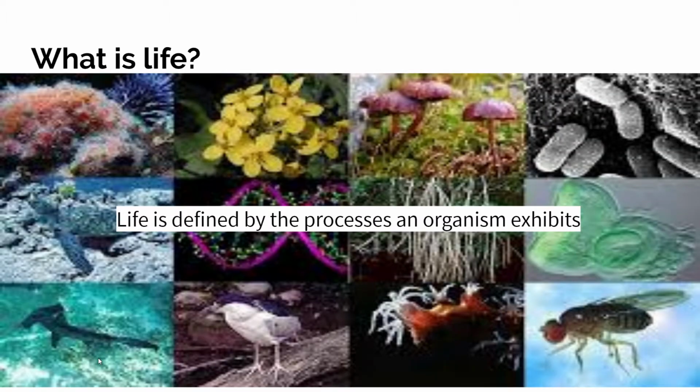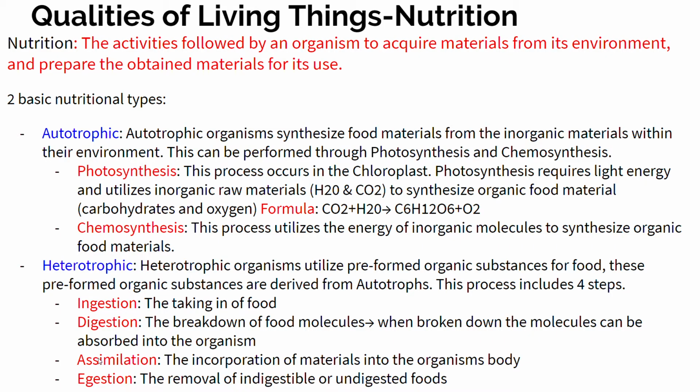Life is defined by the processes an organism exhibits. Qualities of living things for nutrition specifically. Nutrition is the activities followed by an organism to acquire materials from its environment and prepare the obtained materials for use. There are 2 basic nutritional types.